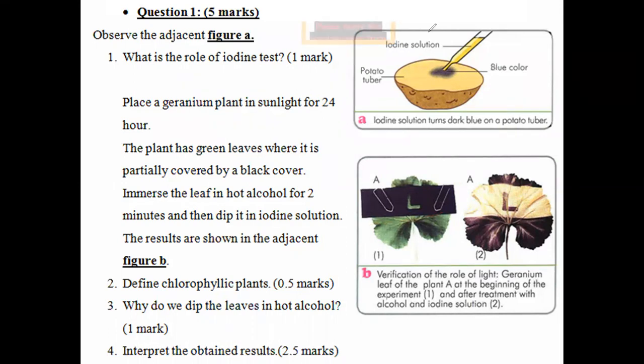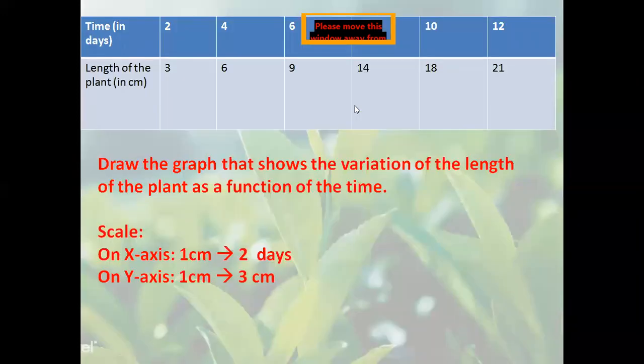Interpret. What is interpret? Analyze plus indication. So, after leaving the geranium plant in sunlight and covering a part of it by a black cover, after 2 minutes we dip it in iodine solution. Only the part that was exposed to sunlight shows dark blue color, while the part that was covered by the black paper shows yellow color. This indicates that starch was produced in the part exposed to sunlight, while it was not produced in the part that was covered by the black paper. If I ask for a conclusion, we conclude that light is important for photosynthesis.